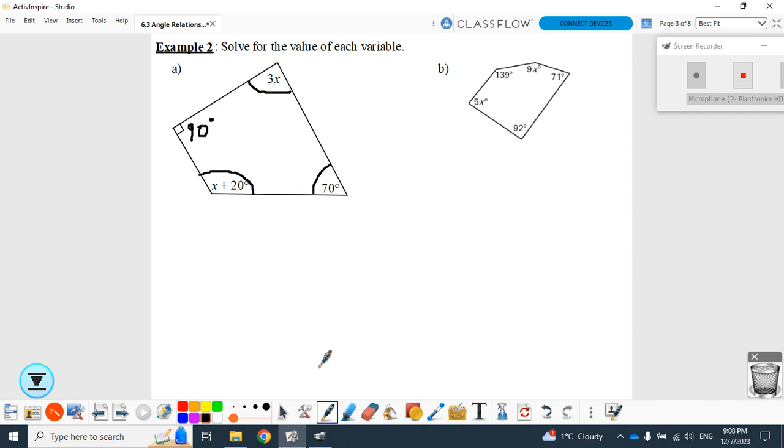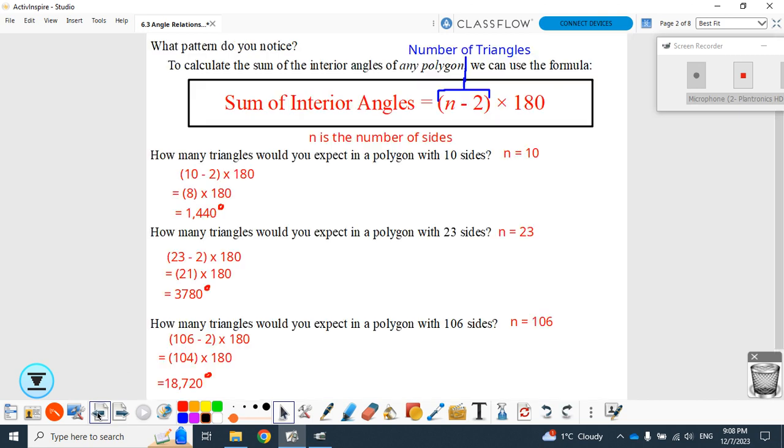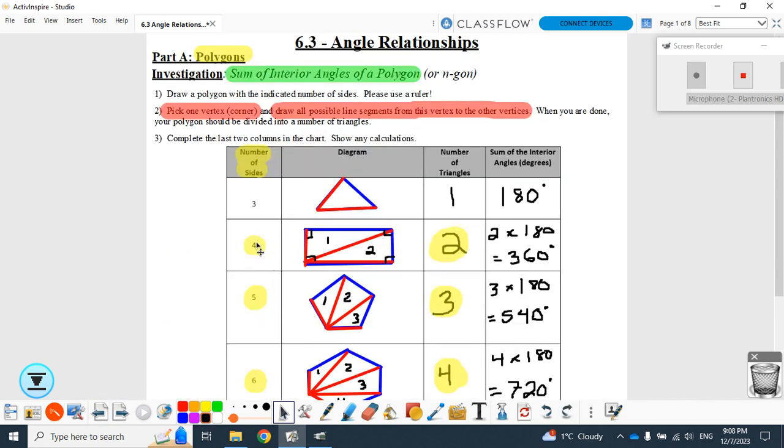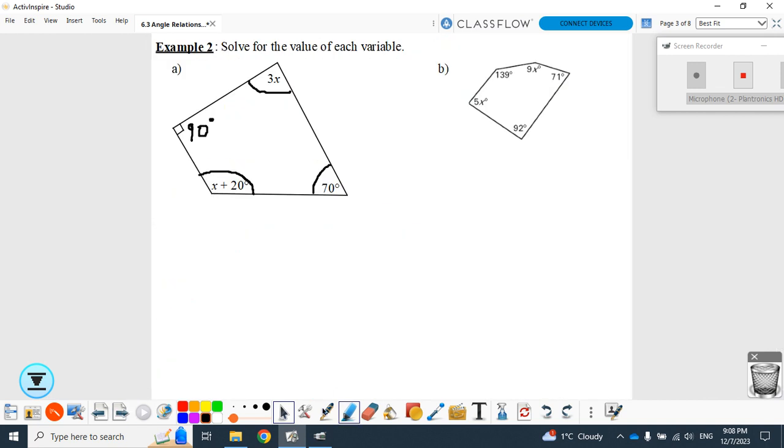What we know about all of these angles is that they all add up to something. Now, what is that something? We can go back and look at our chart here. 4-sided polygon, okay, it's going to add up to 360. So what that's telling us is this: 90 plus 3x plus 70 plus x plus 20 is all going to equal 360 degrees. So we can go ahead and write that down.